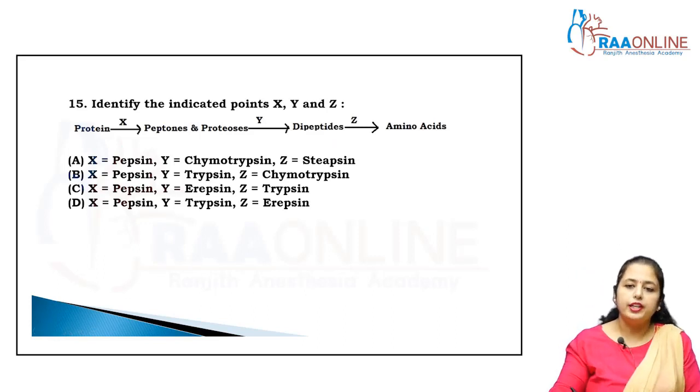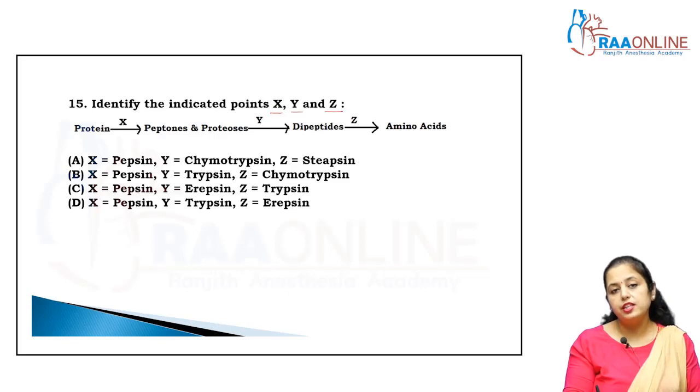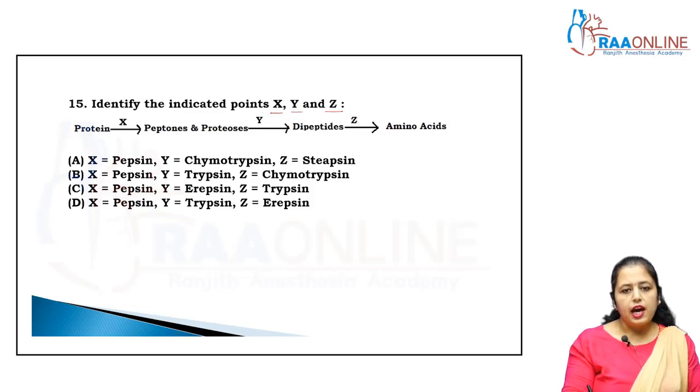Identify the indicated points X, Y and Z. Enzyme X converts protein into peptones and proteoses. That means protein digestion starts from the stomach, the beginning site of protein digestion. In the stomach, pepsinogen and prorenin act, so pepsin is there in all options. Peptones and proteoses are then digested by Y and converted into dipeptides.